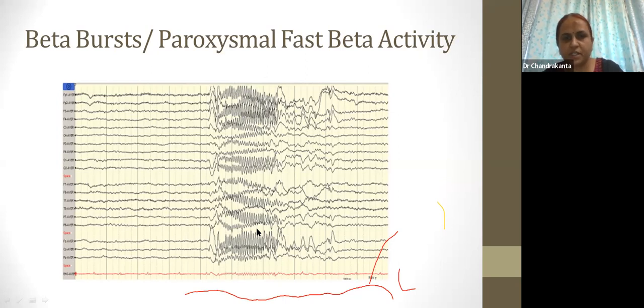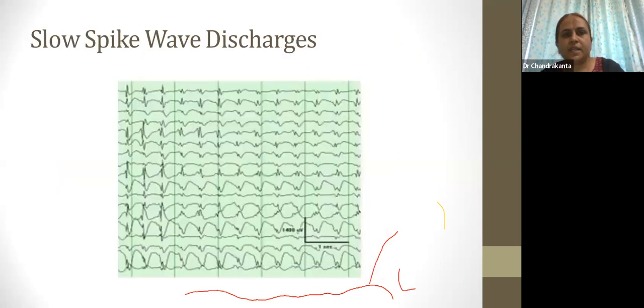This type of epileptiform discharge we often get in cases of Lennox-Gastaut syndrome. And there can be slow spike wave discharges in cases of LGS. So in this picture, if you count, the frequency is 2 hertz. In LGS, we get slow spike wave discharges of 1.5 to 2.5 hertz.